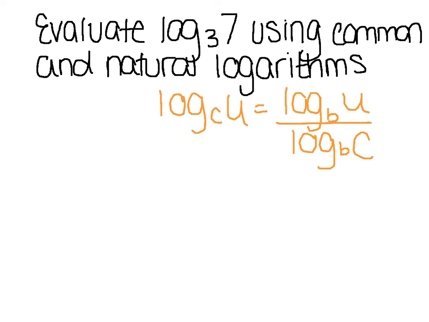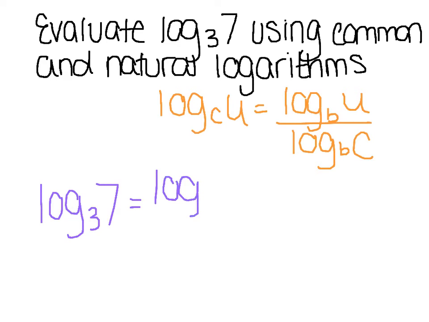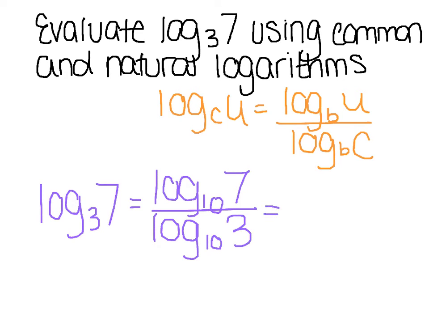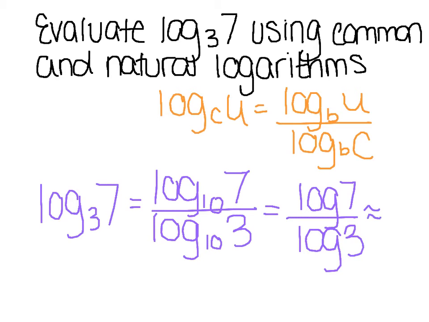The way we can apply this is that if I have log base 3 of 7, this is equivalent to, now I want common logarithms, so I'm going to use base 10, log base 10 of u, which is my number 7 here, so log base 10 of 7 divided by log base 10 of c, which is what my 3 is. Now this is also equivalent to log of 7 divided by log of 3, which if we put into our calculator is going to be about 1.771.